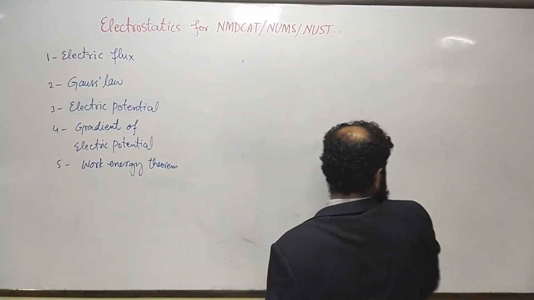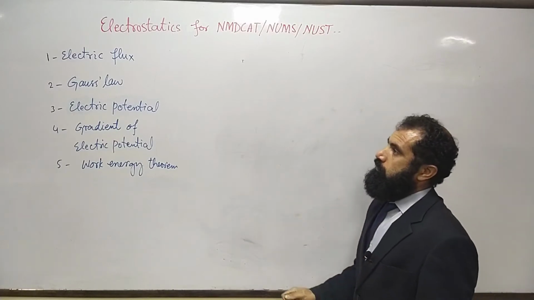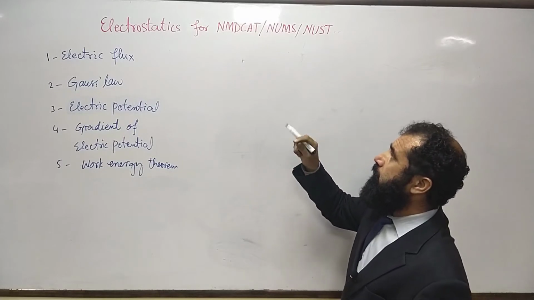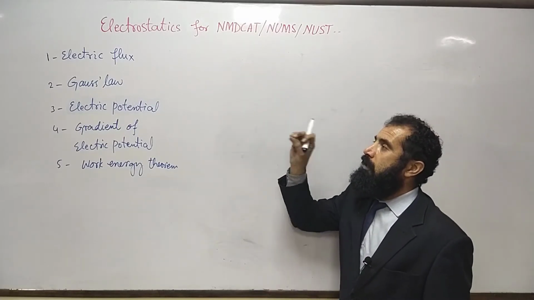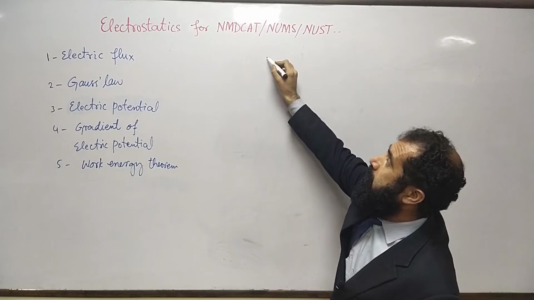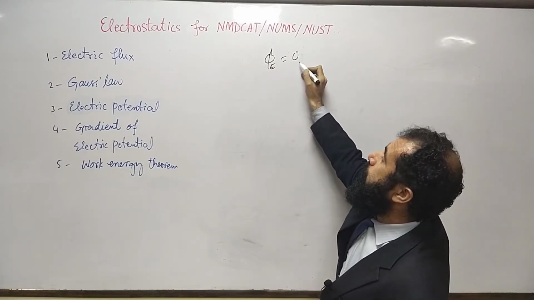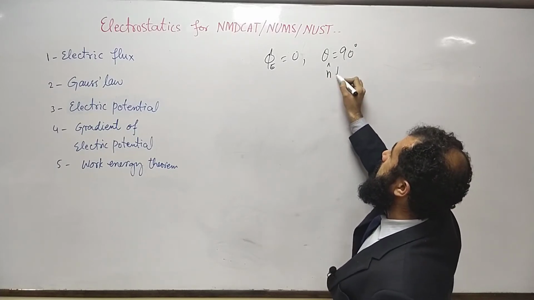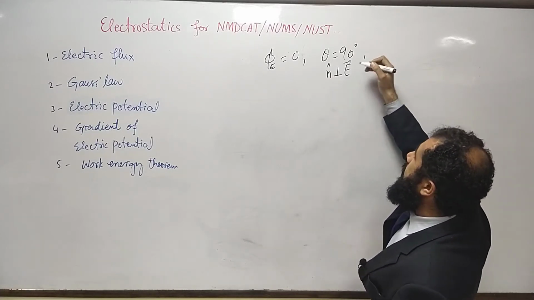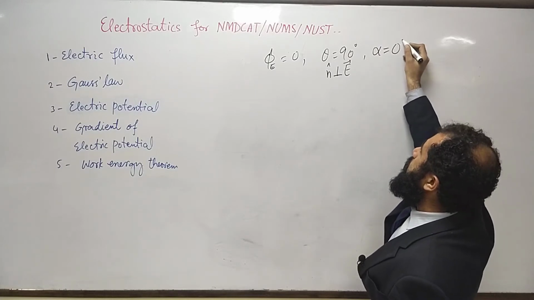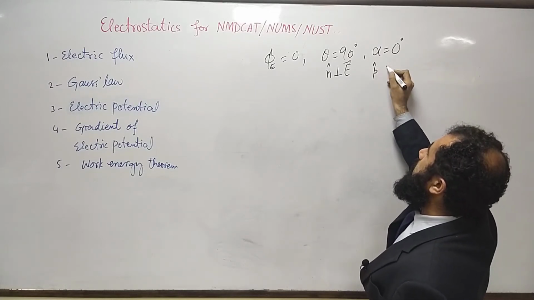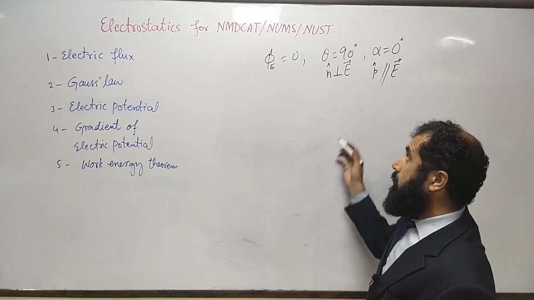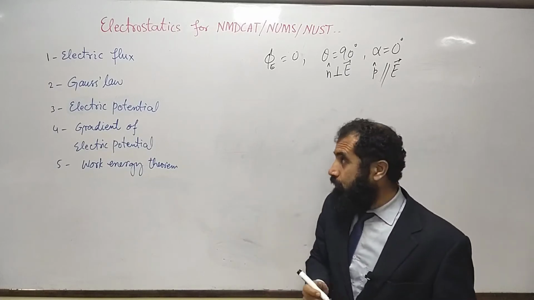The next concept is Gauss law. But let me give you another point about electric flux: electric flux is 0 when theta is 90 degree, meaning the normal is perpendicular to the field lines, and alpha is 0, meaning the plane is parallel to the field lines, and then you would have electric flux to be 0.